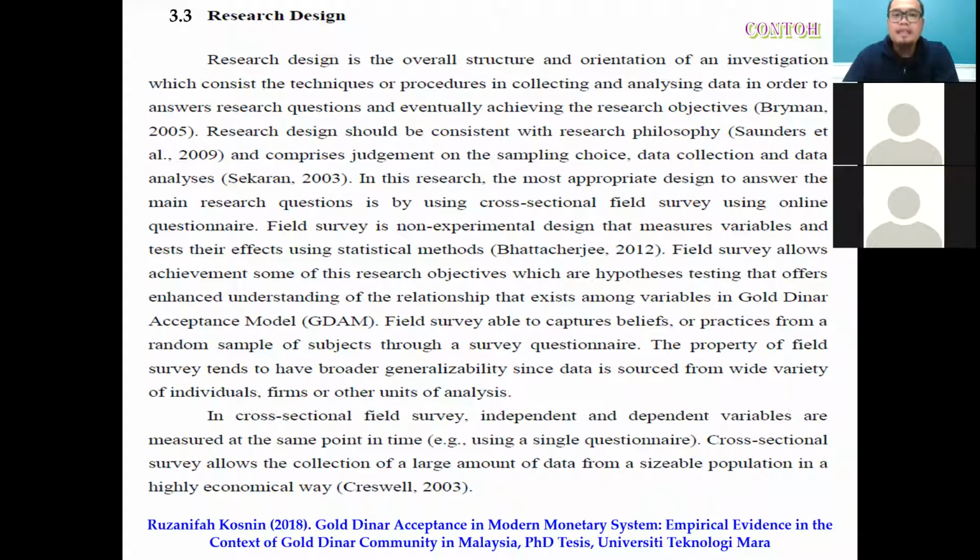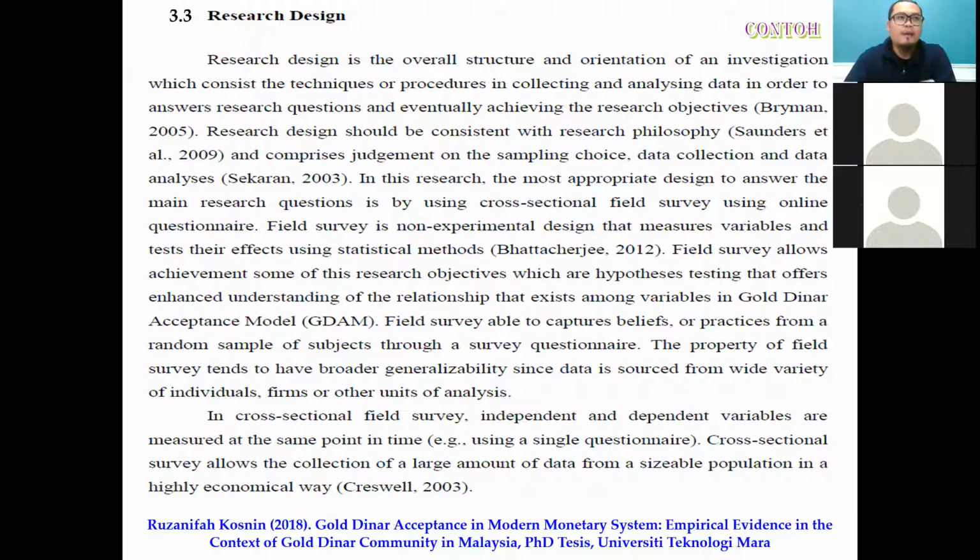Okay, from Bryman, they highlight that research design is really important to show that all the structure, all the activity, all the process starts with a technique and procedure in order to answer your research question and research objective. Number two, they continue.